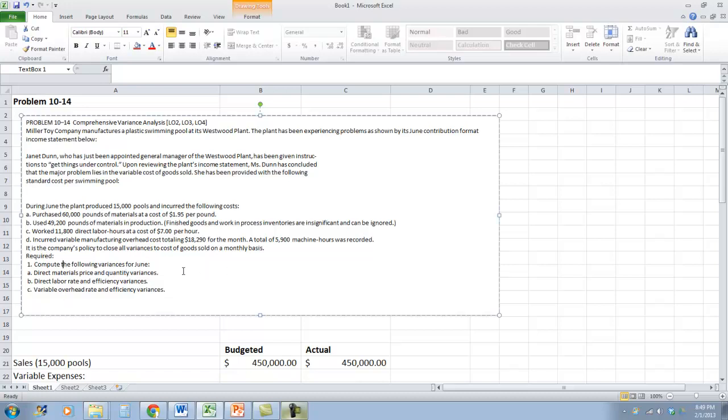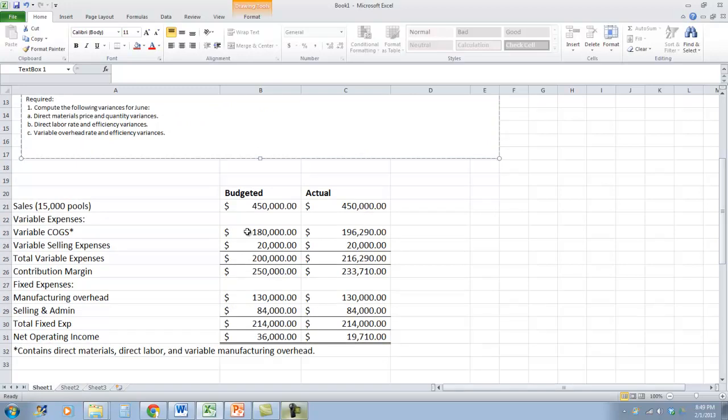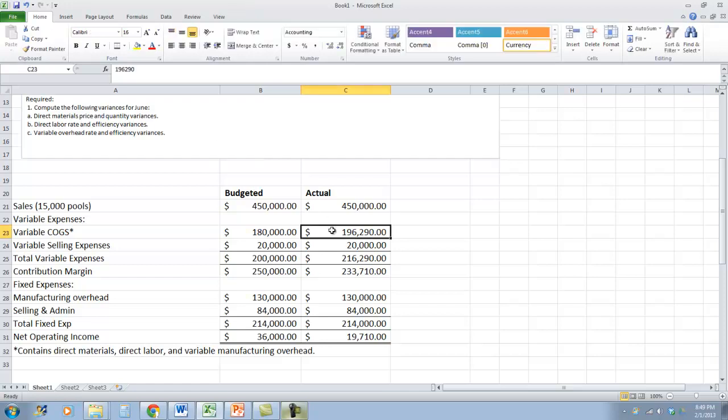Compute the following variances. In order to really figure out what's going on, we're going to have to compute the direct materials price variance and quantity variance, the direct labor rate and efficiency variance, and variable overhead rate and efficiency variance. Because as you can see in the contribution format, actual variable cost of goods sold is 196 when we planned 180. And that is the only difference.